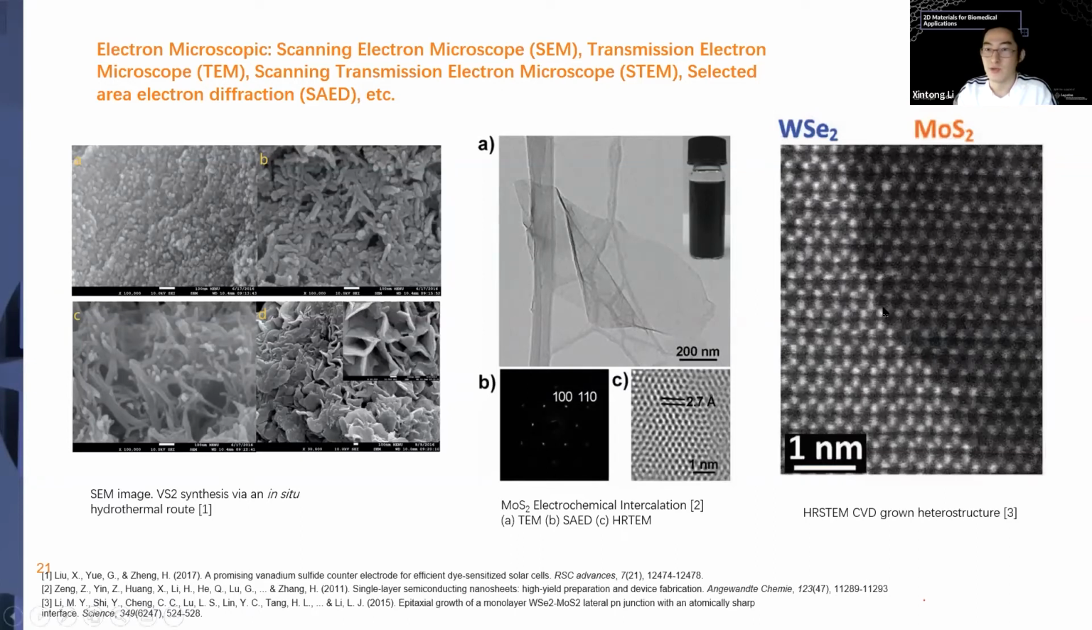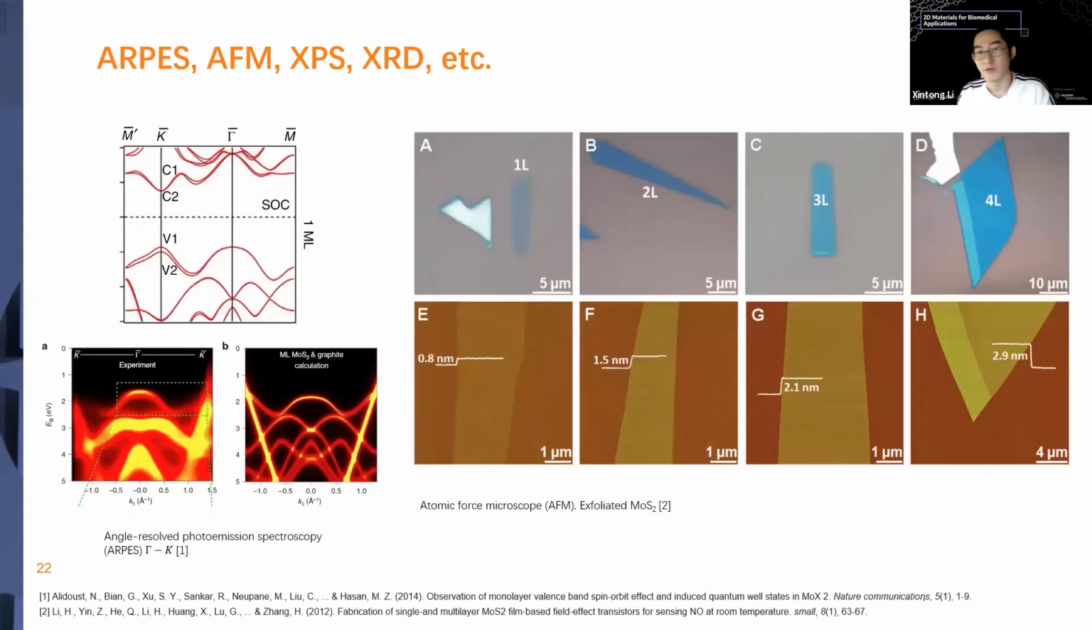So this method can be used to detect the defects and the strain as well in this kind of materials. And of course, there are many other characterization methods, including XPS, XRD, and for example, shown here on the right is the AFM image, where we can measure the height of the steps, which is also the thickness of the films. And we can check the surface roughness as well using this method.